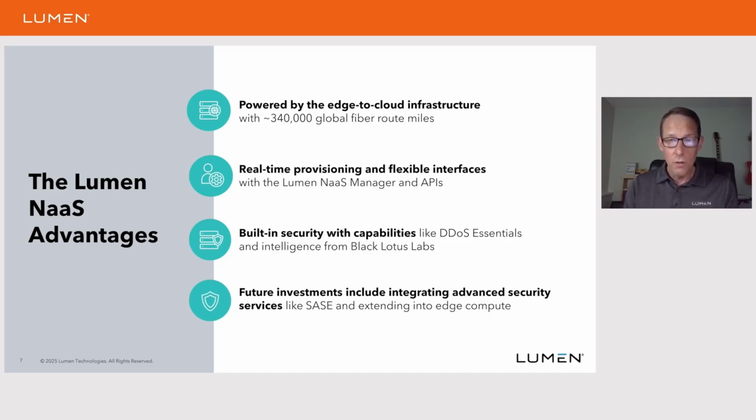In addition to that, we are rolling out a next generation optical network, which is going to scale our bandwidth up to 800 gig connections, which is going to allow you as a customer to scale to much higher bandwidths as the strains of AI become more apparent. In addition, as I mentioned before, it's all about real-time provisioning and flexible interfaces. So we have the Lumen NaaS Manager portal, the UI, and then customer-facing APIs as well that you would be able to leverage if you want to build that into your own environment.